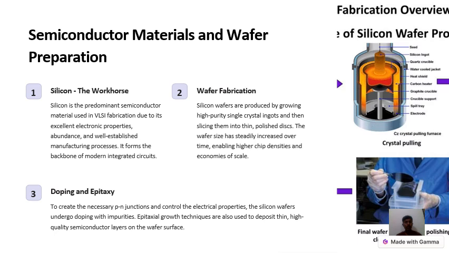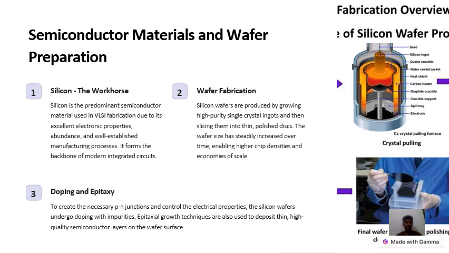Semiconductor materials and wafer preparation. Silicon, the workhorse. Silicon is the predominant semiconductor material used in VLSI fabrication due to its excellent electronic properties, abundance, and well-established manufacturing processes. It forms the backbone of modern integrated circuits. Silicon wafer fabrication. Silicon wafers are produced by growing high purity single crystal ingots and then slicing them into thin polished discs. The wafer size has steadily increased over time, enabling higher chip densities and economies of scale.